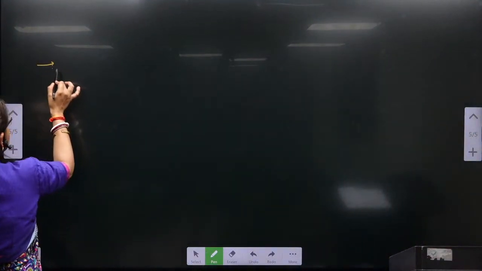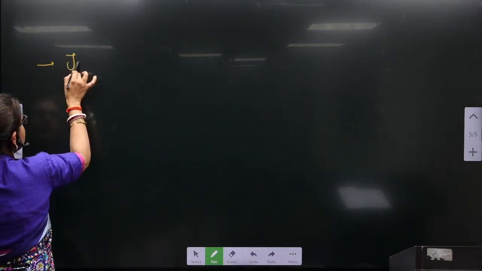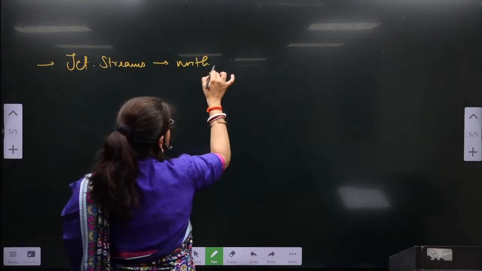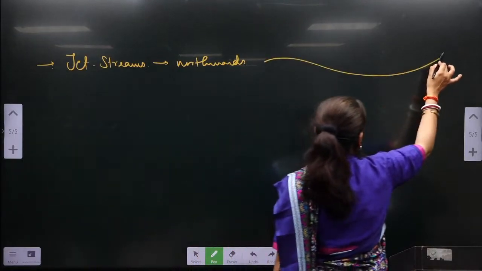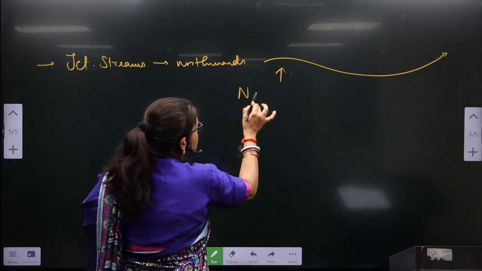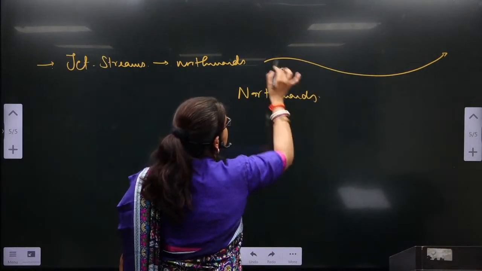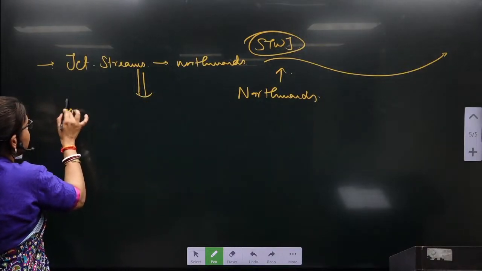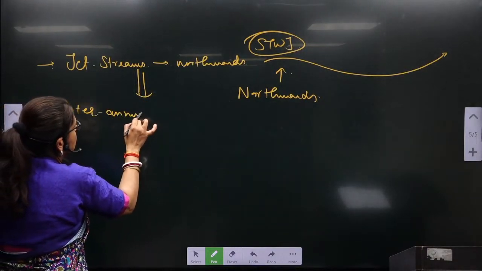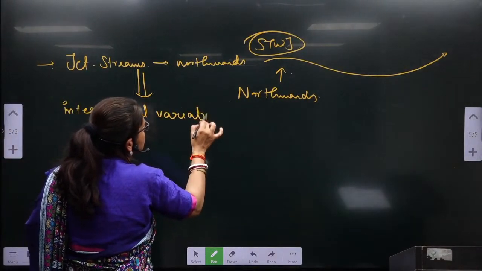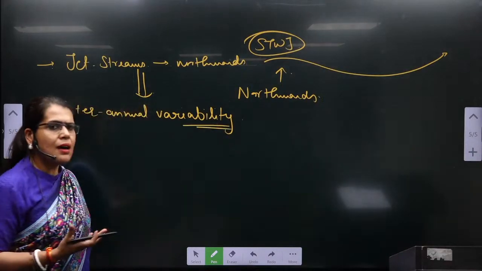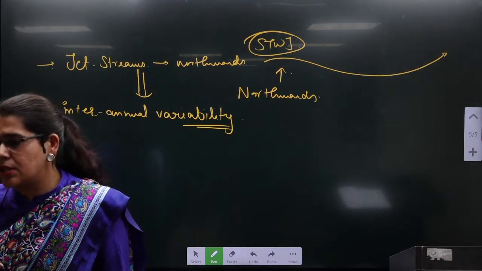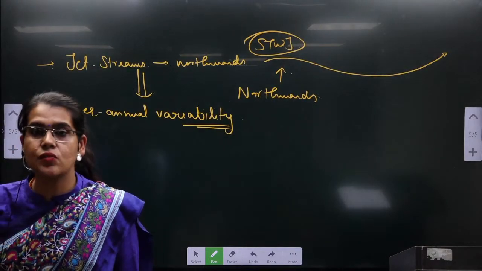So generally what is happening is there is an observation, that is the jet streams are shifting northwards. So this STWJ is also shifting a bit northwards. This is kind of an inter-annual variability that we are seeing. In some years we are witnessing this phenomenon, the northward shift of the jet streams, and in some years it is very prominent. So this is what happened in the last year.